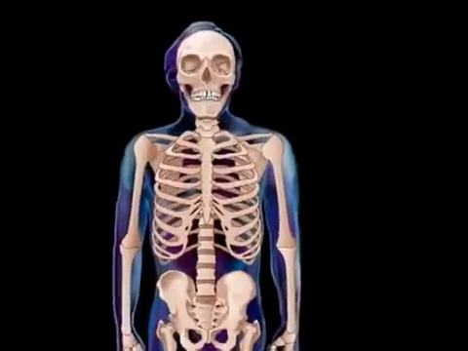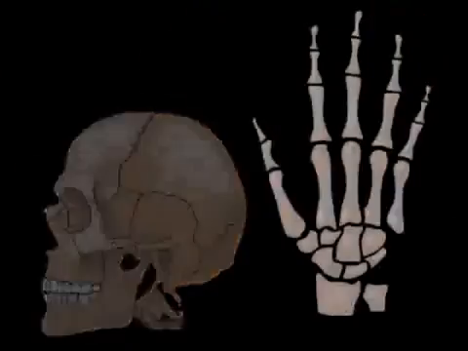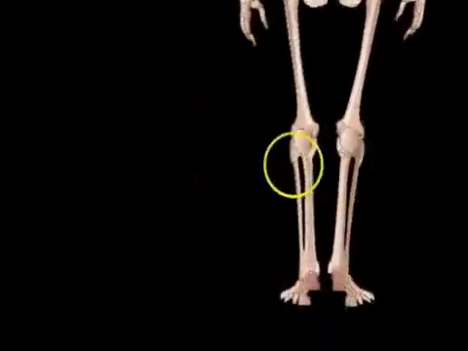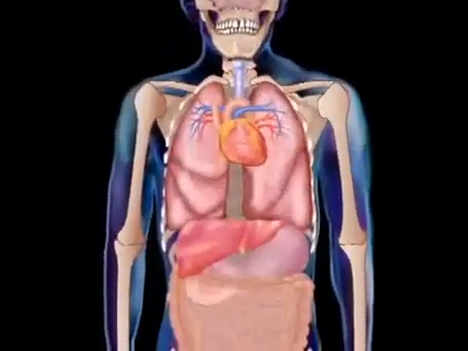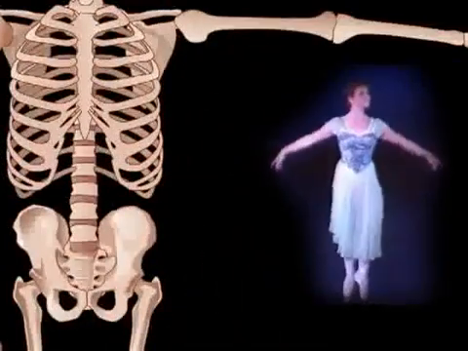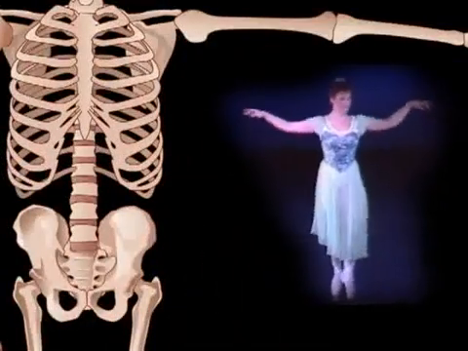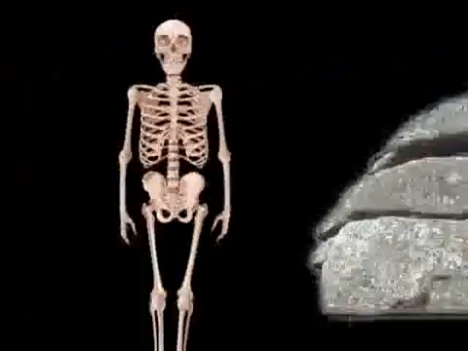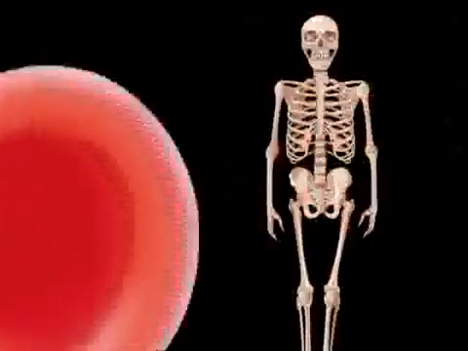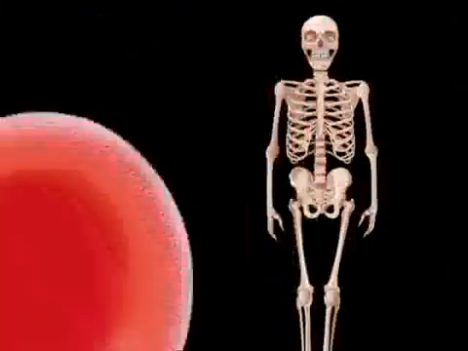The skeletal system includes all the bones of the body, plus the joints where they attach to each other. Our skeleton protects our internal organs, provides a framework or scaffolding that allows us to stand upright and move, stores minerals that our body needs to function properly, and produces blood cells.